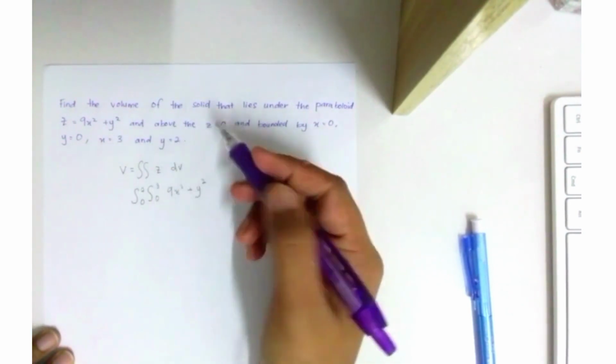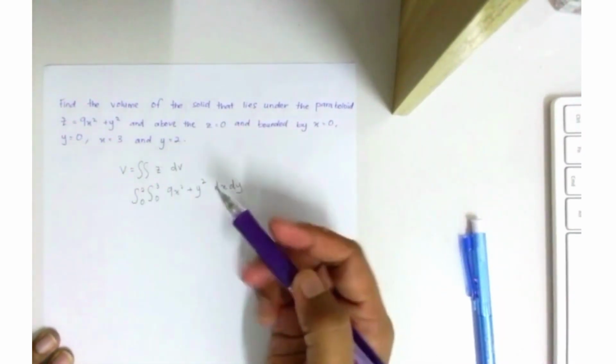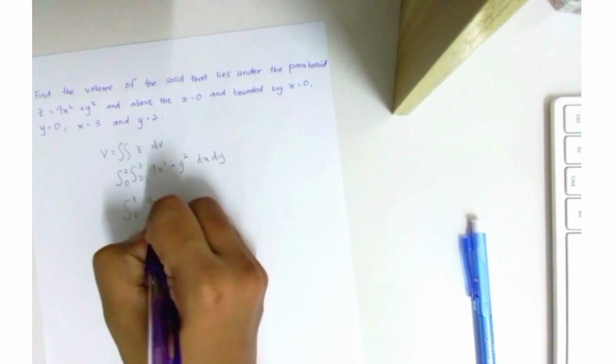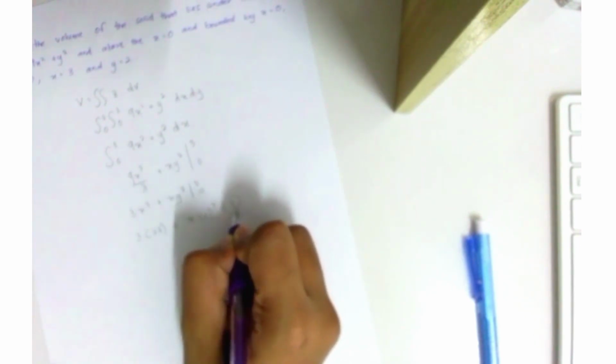And now we need to find the dV. So our integration will be dx then dy. First we need to integrate with respect to x, so let's separate the dx from this function: the integral from 0 to 3 of 9x squared plus y squared dx. When we integrate this function, we will get 9x cubed over 3 plus xy squared, from 0 to 3. We will get 3x cubed plus xy squared, evaluated from 0 to 3, which gives 3 times 27 plus 3y squared. We will get 81 plus 3y squared.